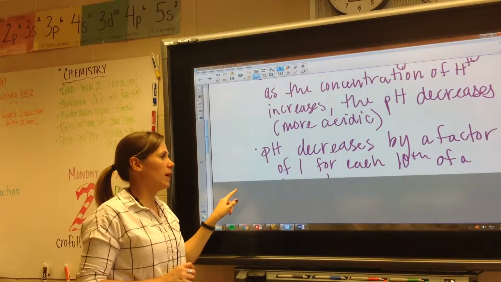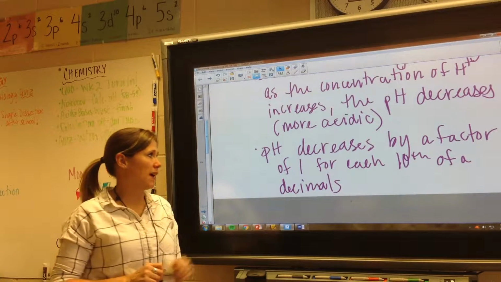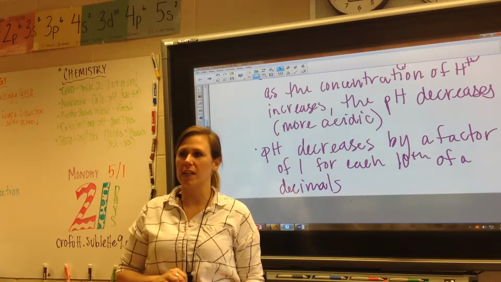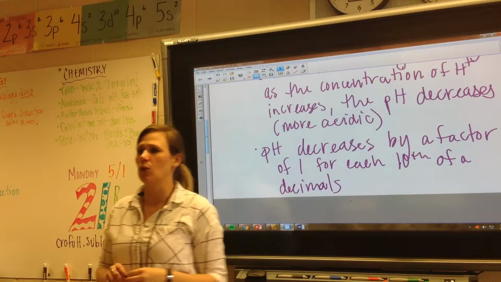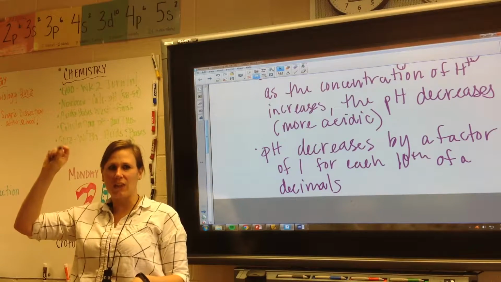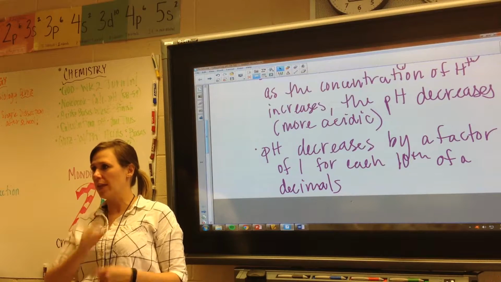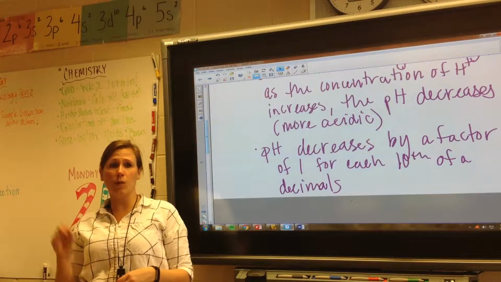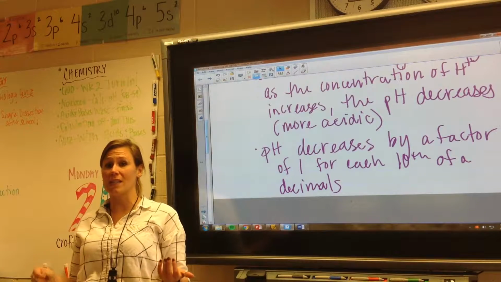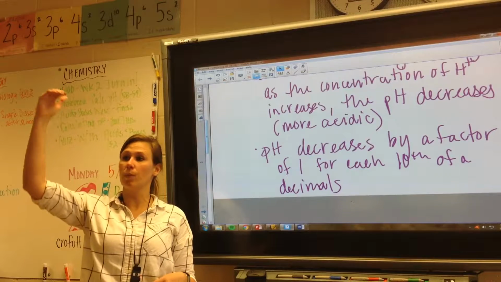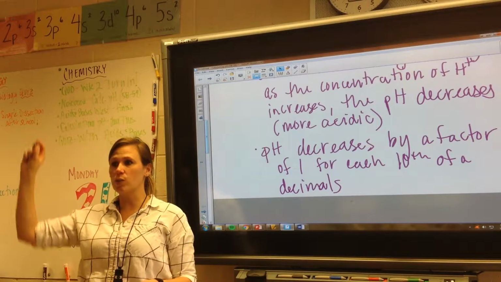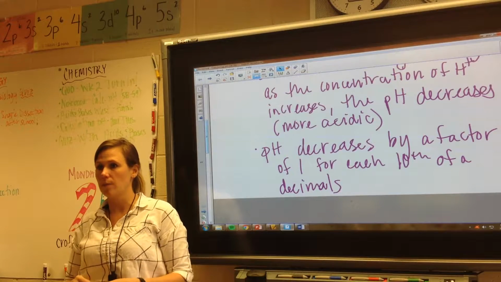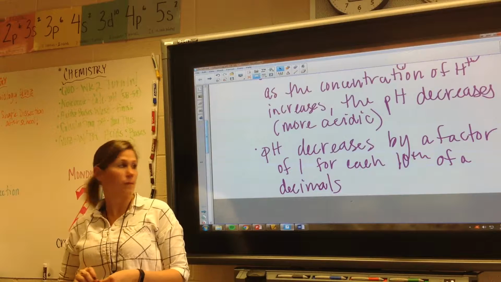All right, let's look at this one, guys. Quiet, please. The pH decreases by a factor of 1 for each tenth of a decimal. Remember that a tenth of a decimal is every time we move a decimal over one place. So when we're looking at scientific notation, those negative exponents were how many times we moved the decimal, right? That was each a tenth of a decimal. So if we look at 1.0 times 10 to the negative 8th, and we move that decimal one spot, so it's 1.0 times 10 to the negative 7th, we've decreased our pH from 8 to 7. Okay? So each one of those exponents, as it decreases by 1, our pH is going to decrease by 1 as well. Or increase, rather.